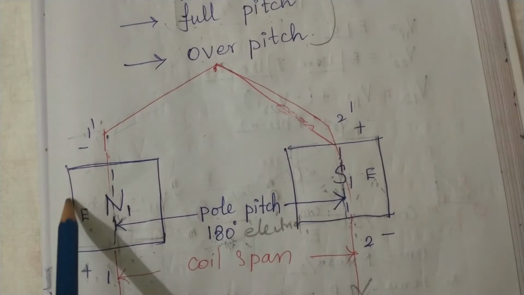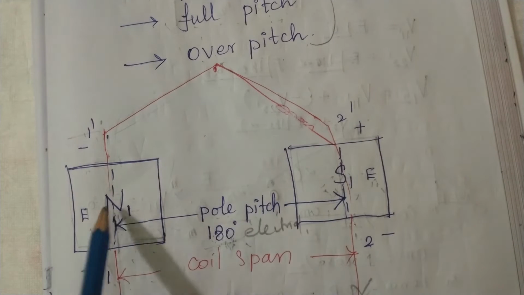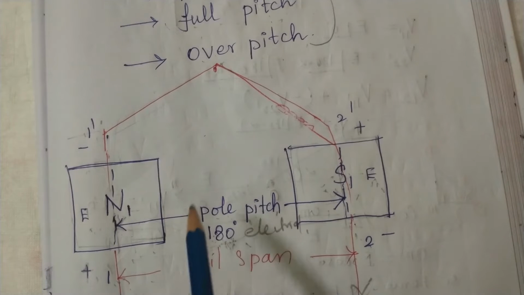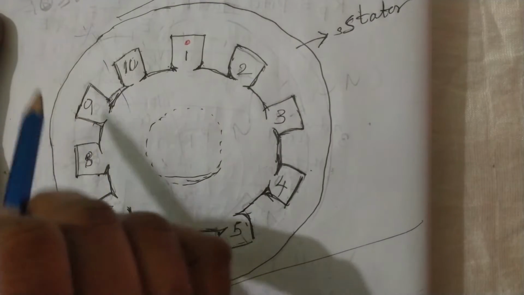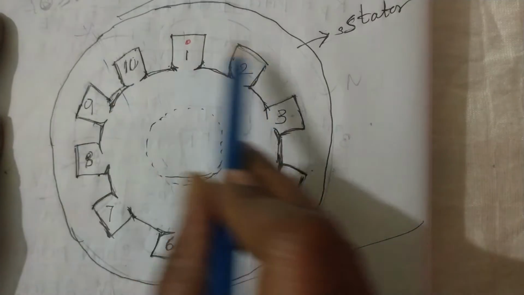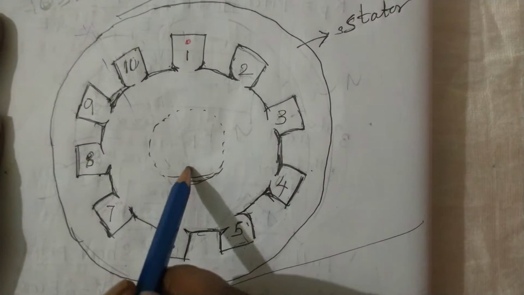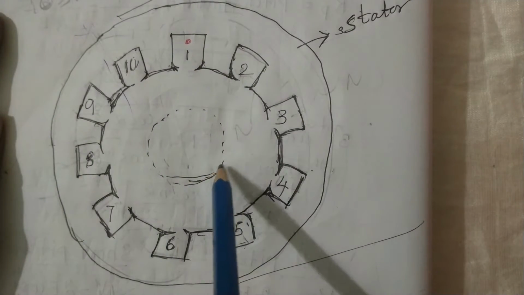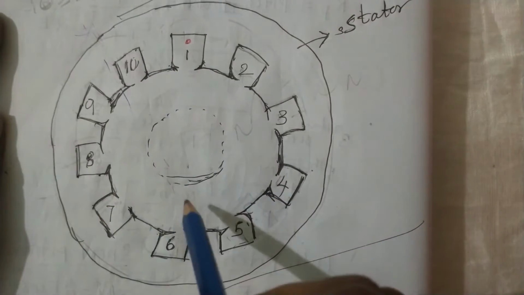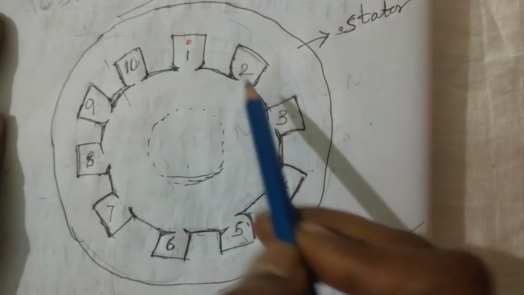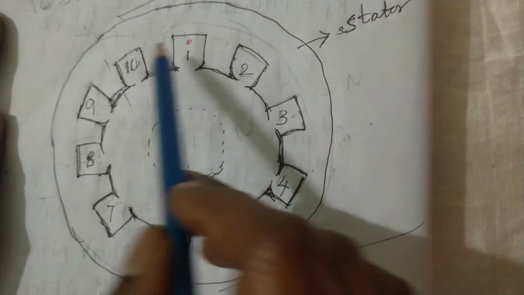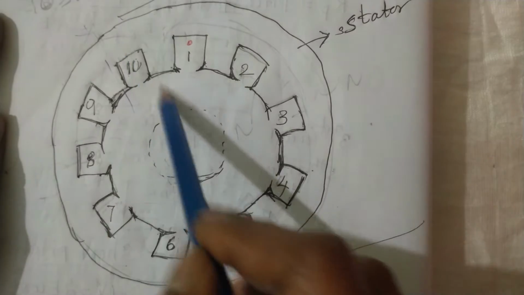So this is about the pole location in all machines, and now we have to see the coil location. To explain the coil location, I am showing this model here. This is a 10 slot, 2 pole model. Here there are 10 slots, so each pole carries 5 slots. So slots 1 to 5 are for the first pole, and the 6th slot to the 10th slot for the second pole.